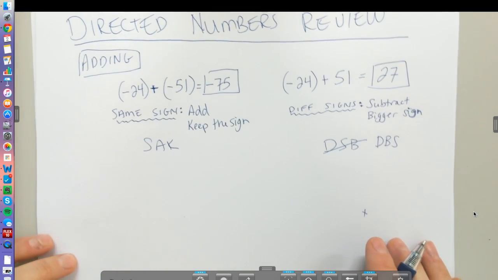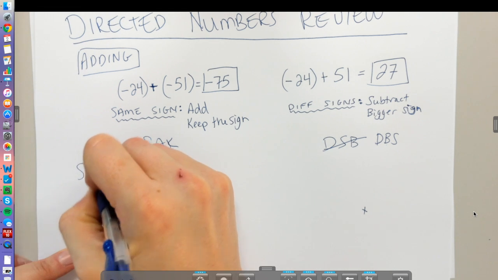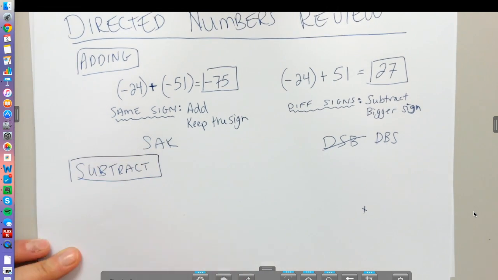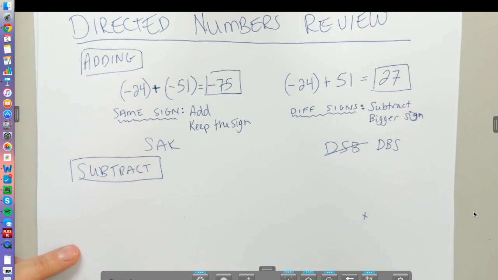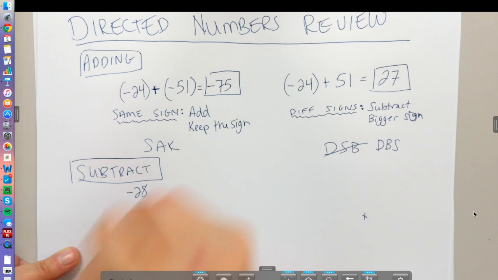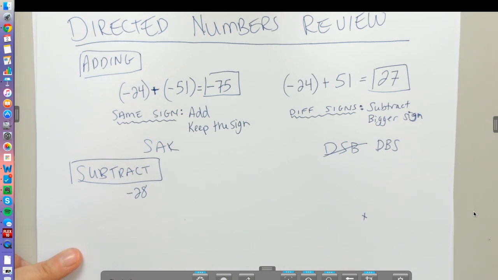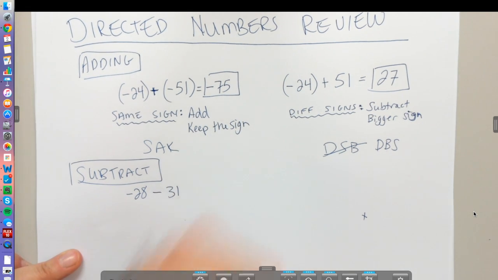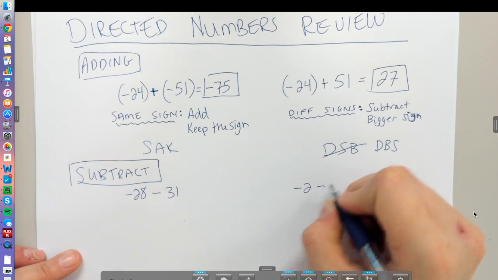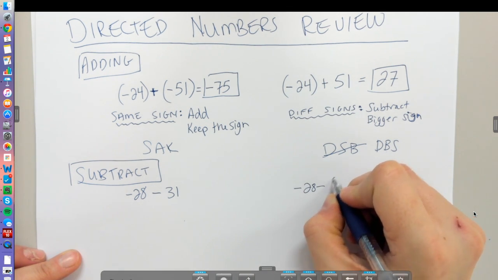All right, let's talk about the situation when we're subtracting, which is really not much different. You still have two options for subtracting. It doesn't matter if the first number is negative or positive, it's negative in this case. You could subtract a positive number, or you could subtract a negative number.